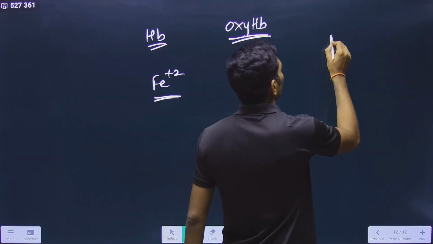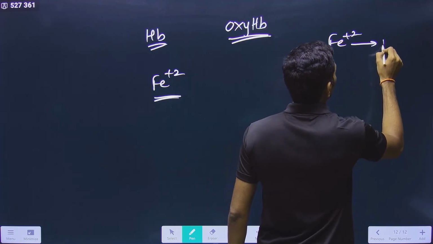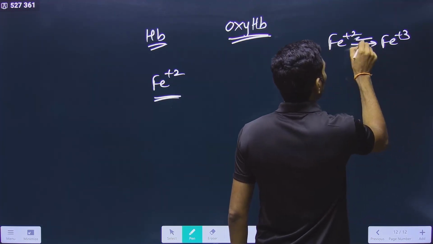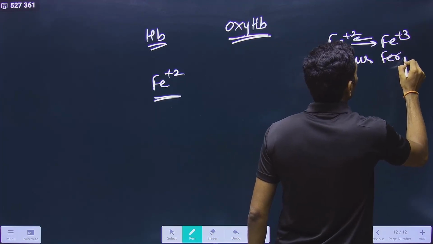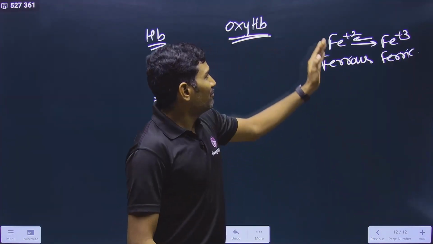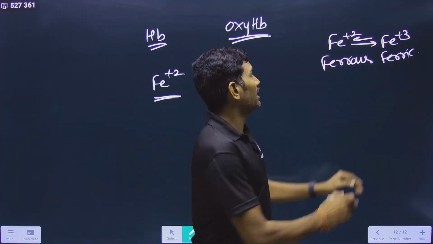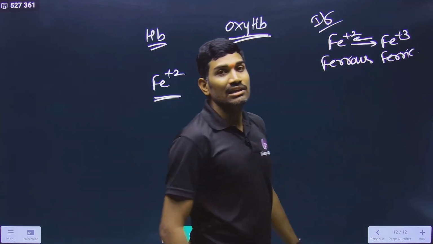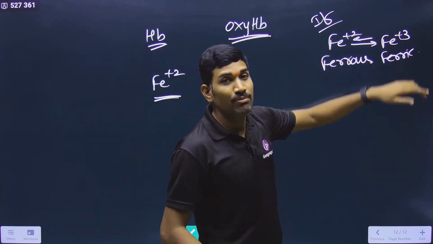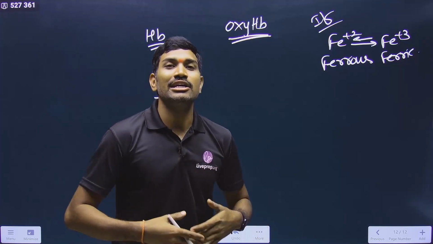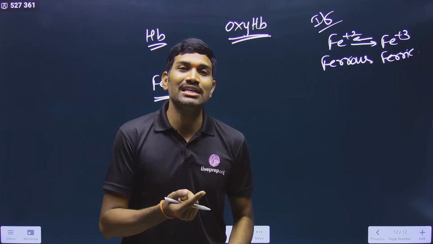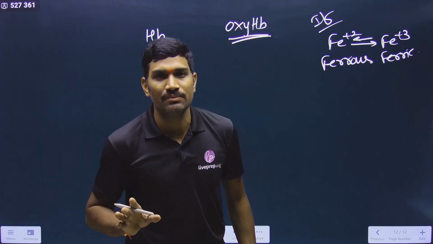It is having two important oxidation states, Fe+2 and Fe+3. This is the ferrous form, this is the ferric form. So if Fe+2 is converted to Fe+3, you can say that it is oxidized. Then you can say that it is an oxidation process.